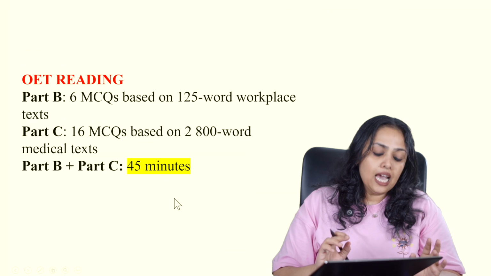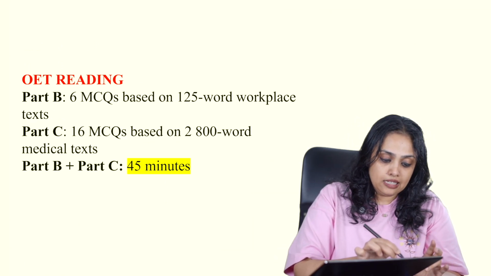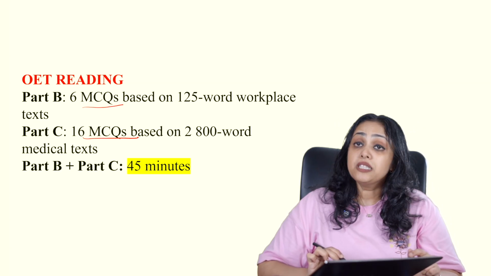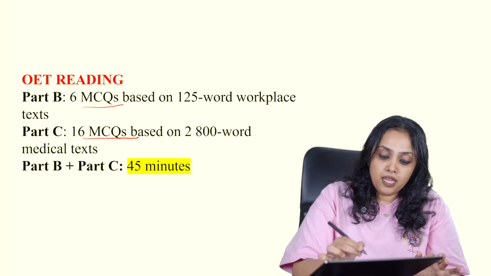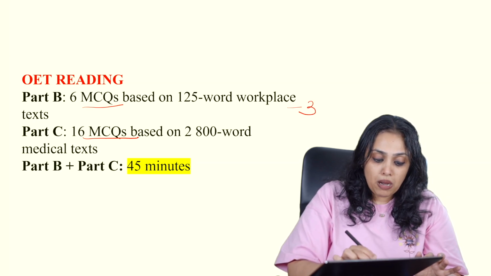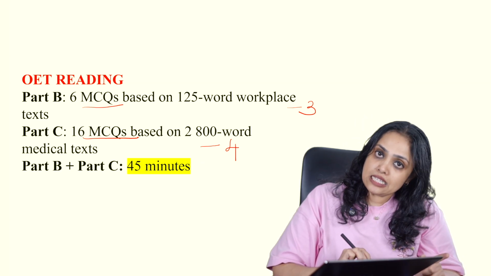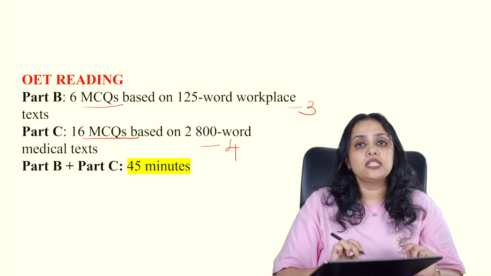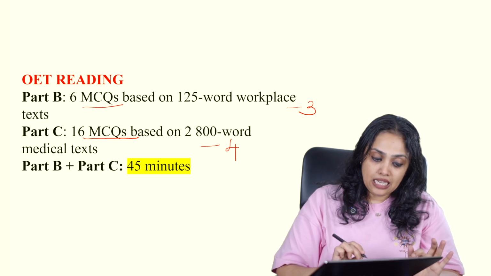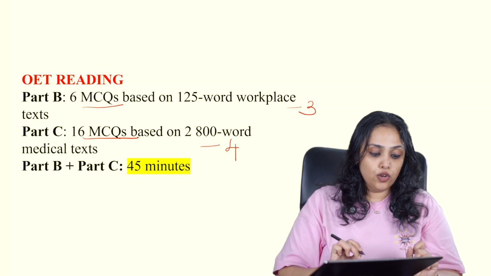In part B and C of OET reading, both contain multiple choice questions, just like listening. But the difference here is that in part B, each question will have 3 options, but when it comes to part C, each question will have 4 options. In OET listening, both in part B and C, all the multiple choice questions had 3 options. But when it comes to reading, in part B you have 3 options and in part C you have 4 options.